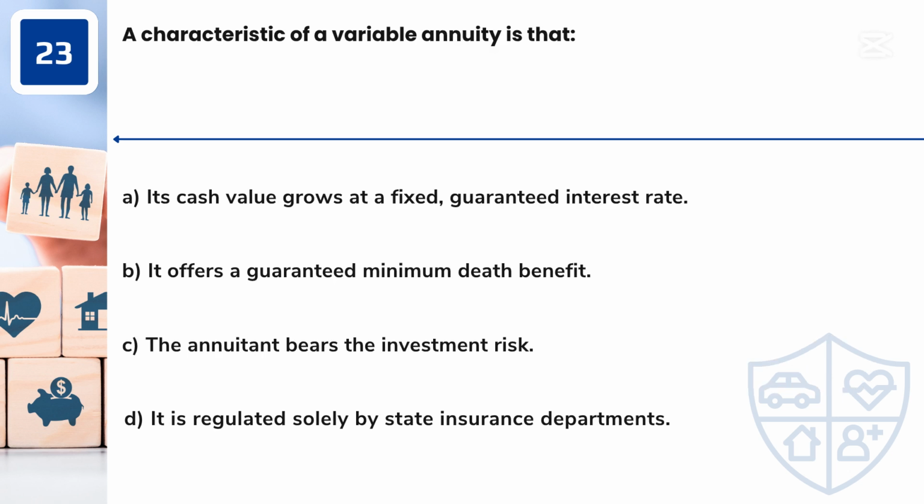Question 23. A characteristic of a variable annuity is that A. Its cash value grows at a fixed, guaranteed interest rate. B. It offers a guaranteed minimum death benefit. C. The annuitant bears the investment risk. D. It is regulated solely by state insurance departments.